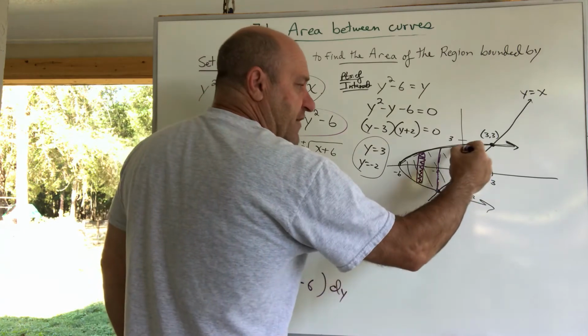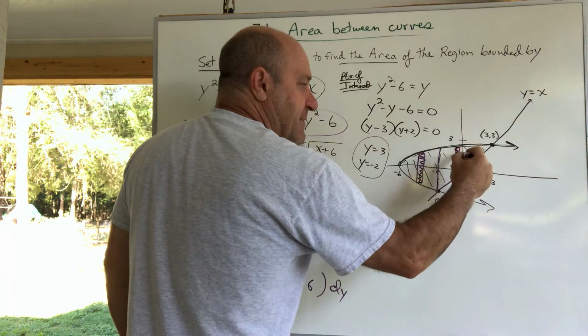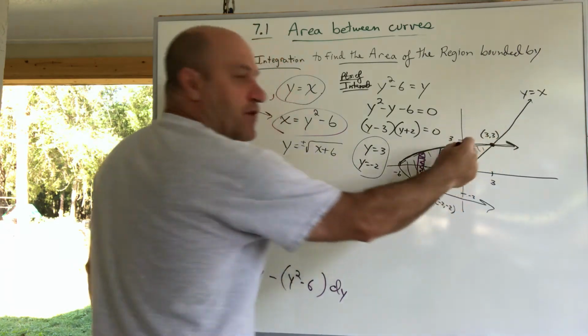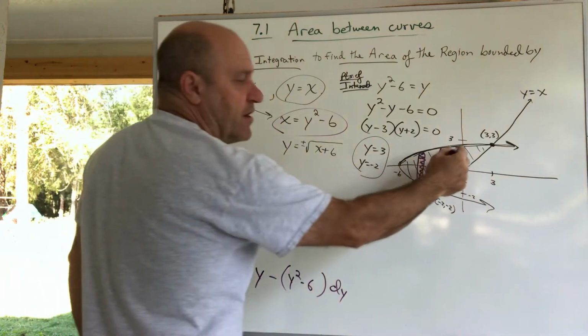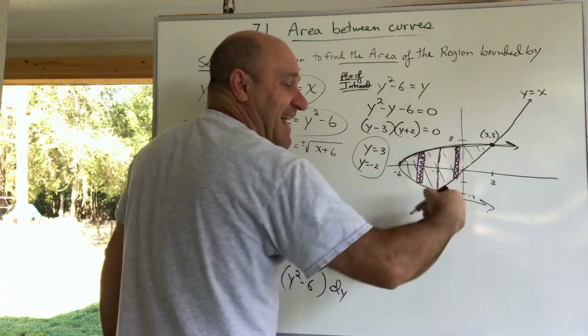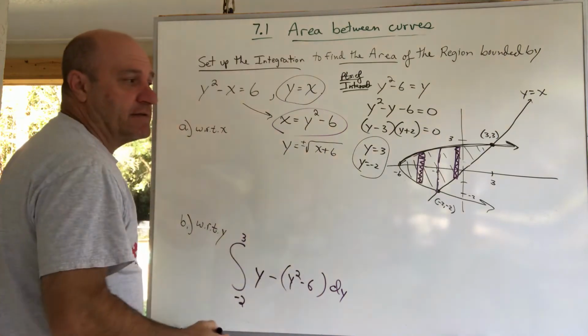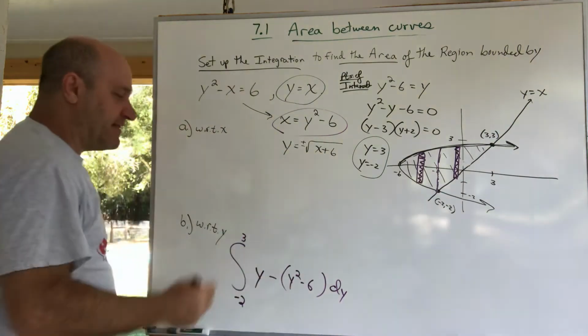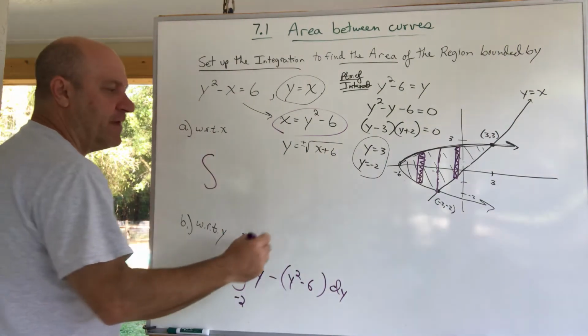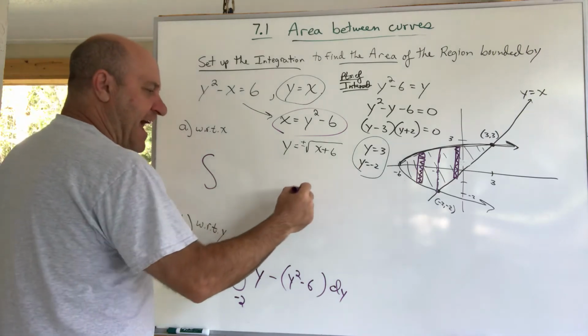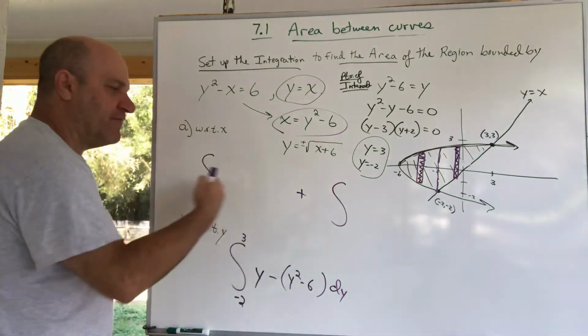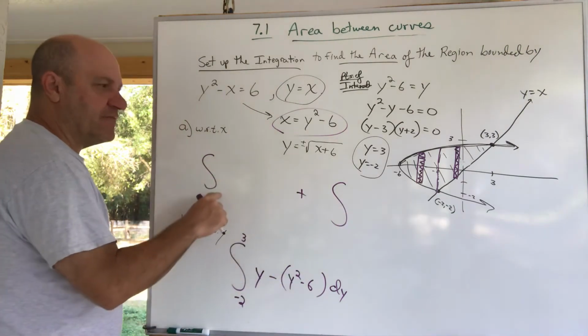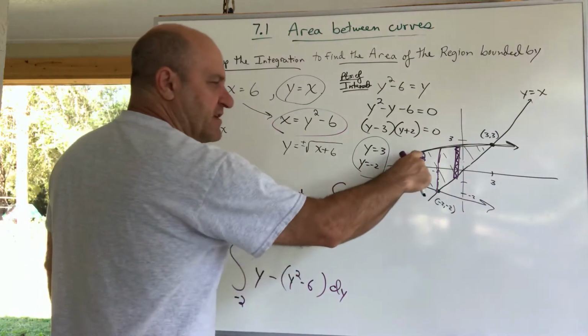But over here, if I drew a rectangle, it is the same top curve, the positive square root, but a new bottom curve, the line y equals x. So I think I'll set that up. I'll have one integral, and then I'll add it to another integral. I'll have two integrals.